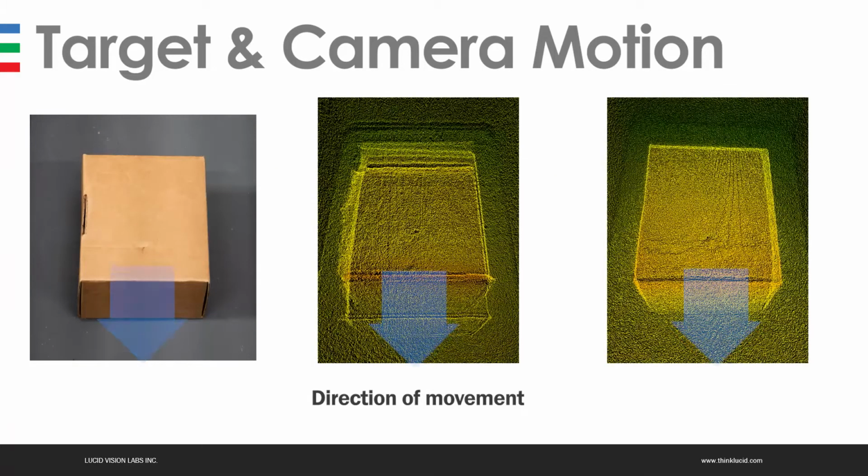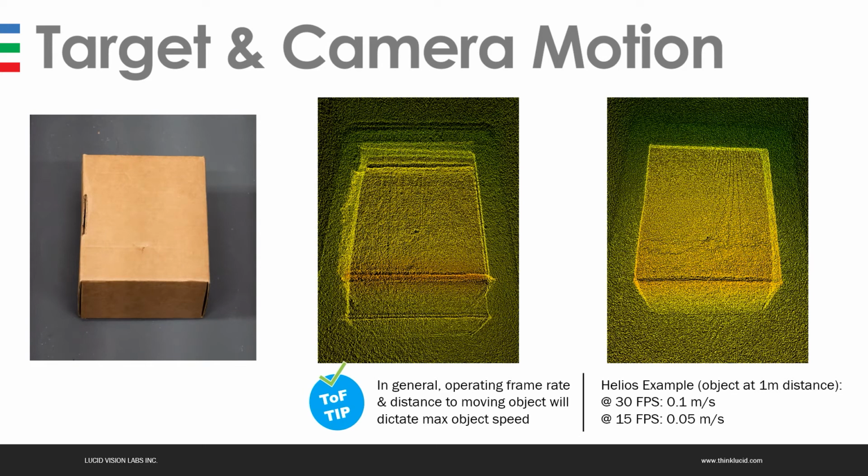So here's an example. The middle image shows motion distortion of a moving box captured on the Helios running in far mode. And on the right, an example of the cardboard box moving at an appropriate speed. In general, operating frame rate as well as distance to the moving object will dictate max object speed. As a general rule of thumb, we've calculated that for an object at 1 meter distance to the Helios running at 30 frames per second, the max speed can be 0.1 meters per second, and at 15 frames per second, half that at 0.05 meters per second.